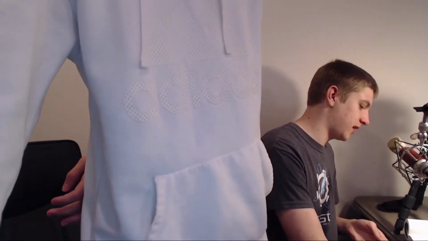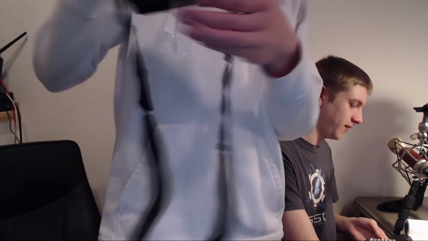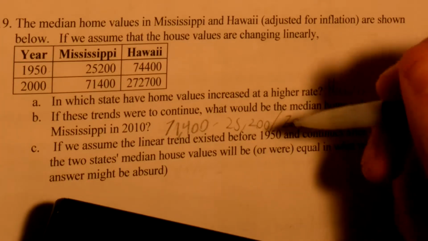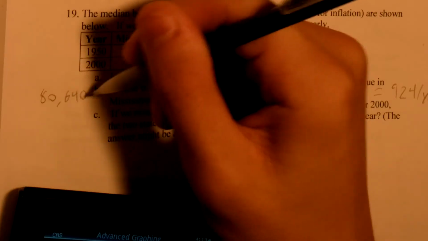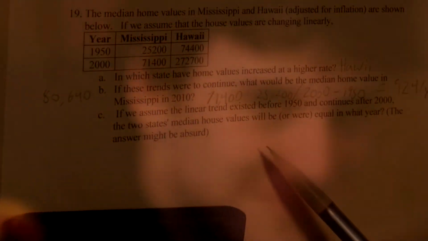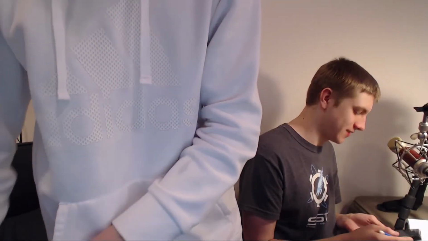And that would add up to the median home value being 80,640. So I'm just going to put it over here because we don't have more room. There we go. If we assume the linear trend existed before 1950 and continues after 2000, the two states' median house values will be or were equal in what year? The answers might be absurd.